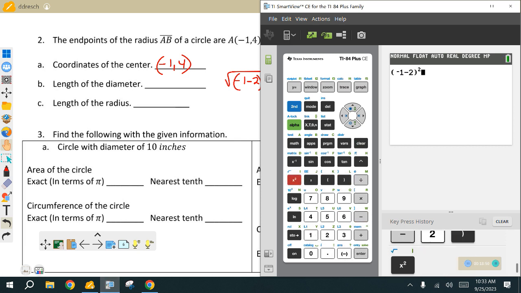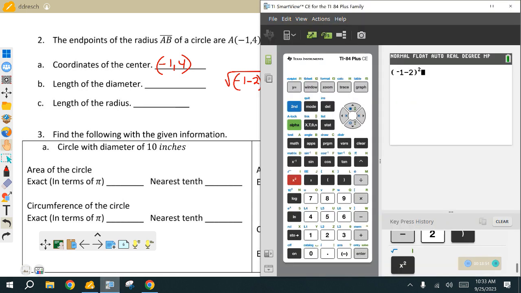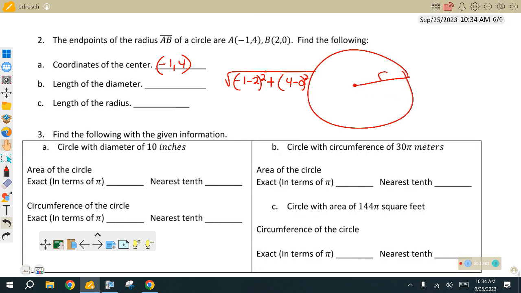-1 minus 2 squared, and then what is it? 4 minus 0 squared. Somebody got what? Square root of 25. Okay. Square root of 25, which is correct, which is 5.